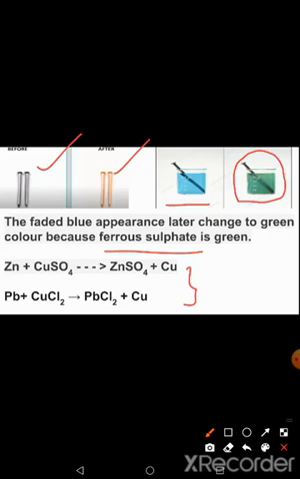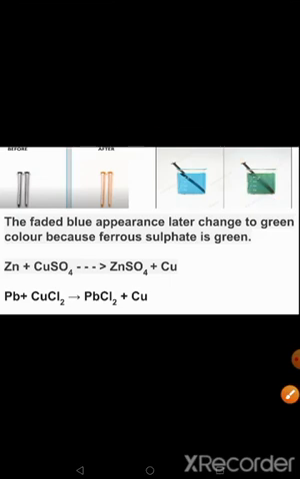Now these two are examples of displacement reaction, that is zinc reacts with copper sulfate to give you zinc sulfate and copper. Lead reacts with copper chloride, CuCl2, to give you lead chloride and copper. Okay, zinc and lead are more reactive elements. That is why they displace copper from its compound. So in a displacement reaction, a more reactive element displaces a less reactive element. When you come to metals and non-metals, you will be learning about the reactivity series. So when you are doing that, it will be more clear to you.